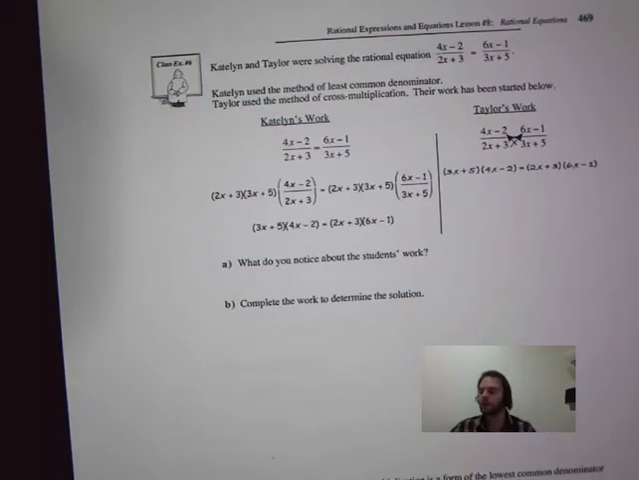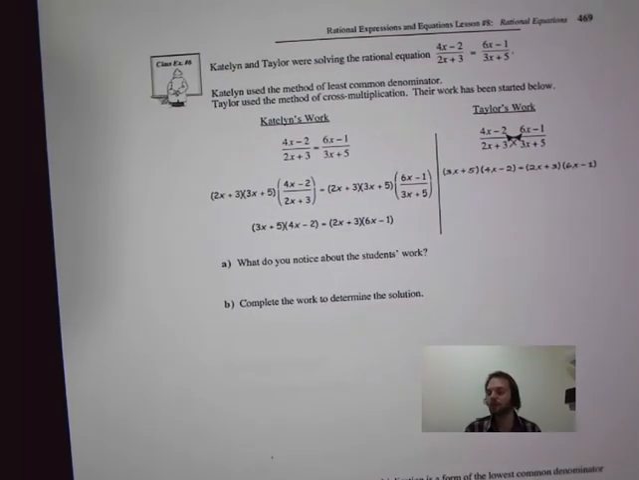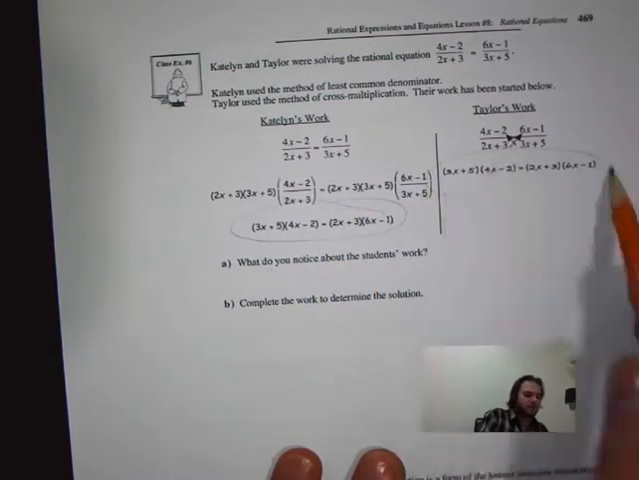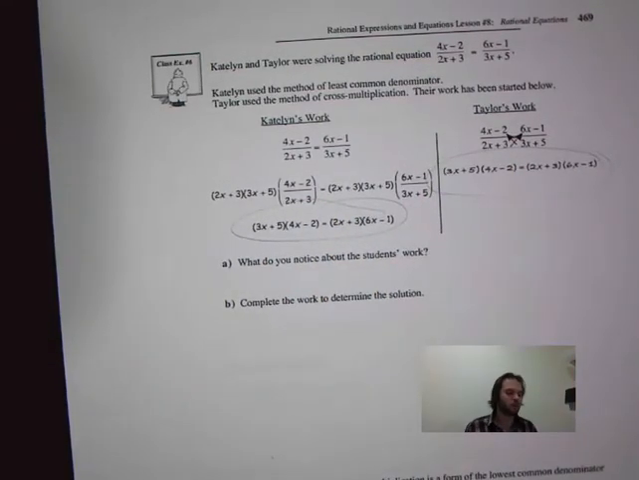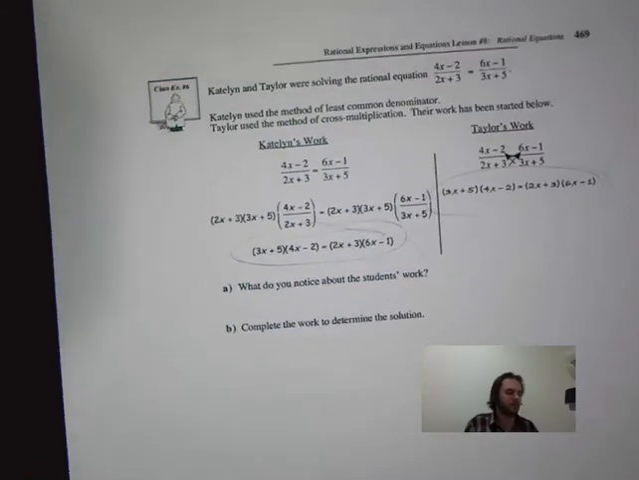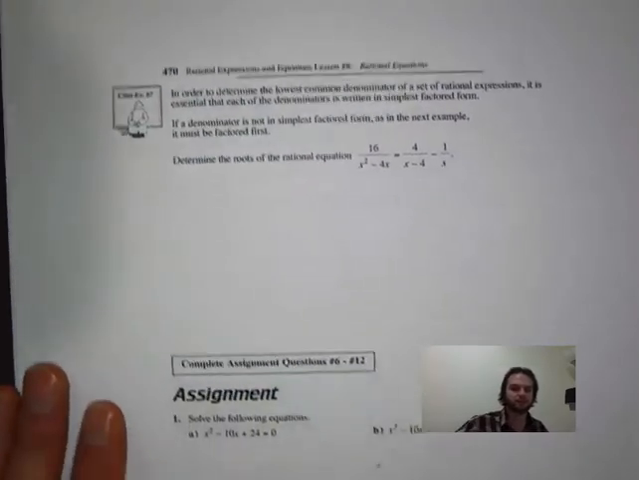Alright? So now this one says here, what do you notice about the student's work? One's cross-multiplying, one's least common denominator. So, in the end, they both reach the same step. Complete the work to determine the solution. Well, I'm going to leave that up to you because this is just a matter of multiplying out, simplifying, and so on. The main steps are there. And I'm just going to do now question number 7.